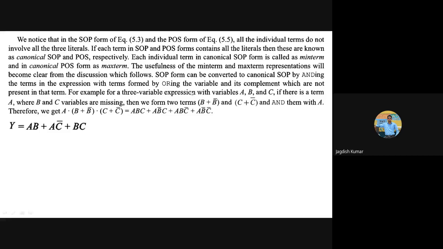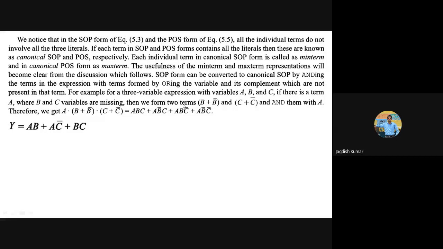For example, suppose we have a 3 variable expression with variables a, b, c. If there is a term a in that expression, then b and c are absent. They are not present there, meaning all literals are not present. There is one single term. Suppose something like a or bc. So how to make this canonical? a or bc is a sum of products form, right? But suppose a is not a canonical term. So how do we get the canonical form?